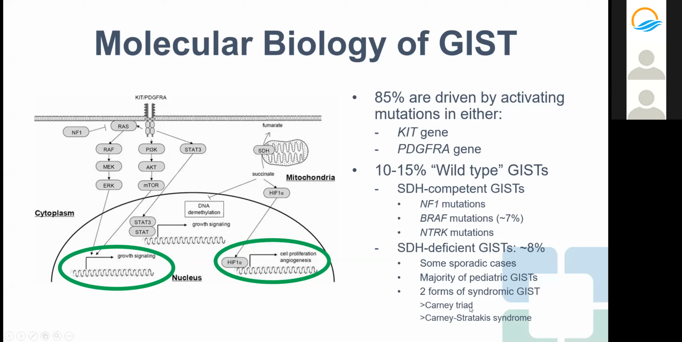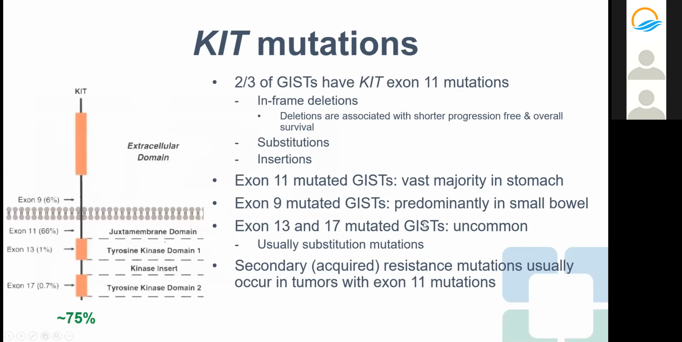It's important to note that Carney triad is non-hereditary and results from SDH complex C promoter hypermethylation, whereas Carney-Stratakis syndrome is something you inherit. It's a hereditary autosomal dominant condition associated with specific other tumors that we can discuss on future slides. And these patients have germline mutations in their SDH complexes. It can be in either the B, C, or D complexes. So now let's talk about each one of these mutations individually and try to shed some light onto the biologic and clinical significance of these mutations in the specific context of GIST tumors.